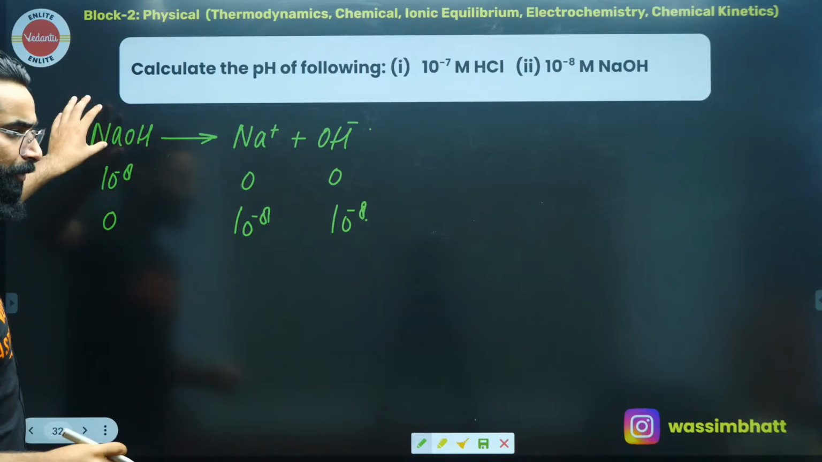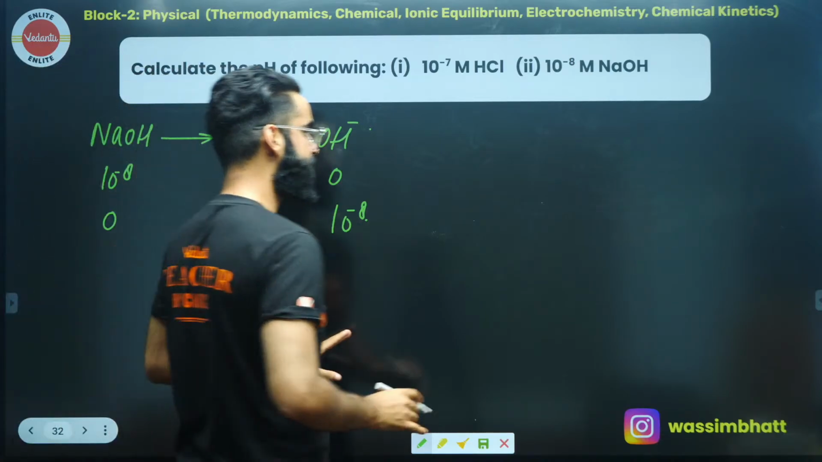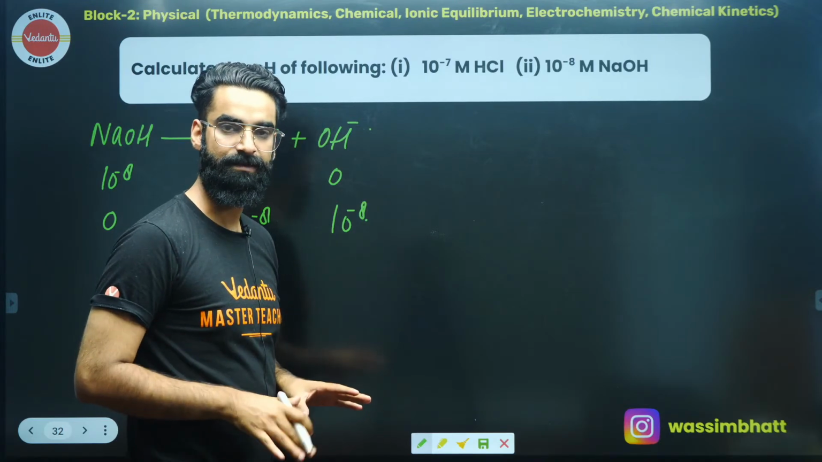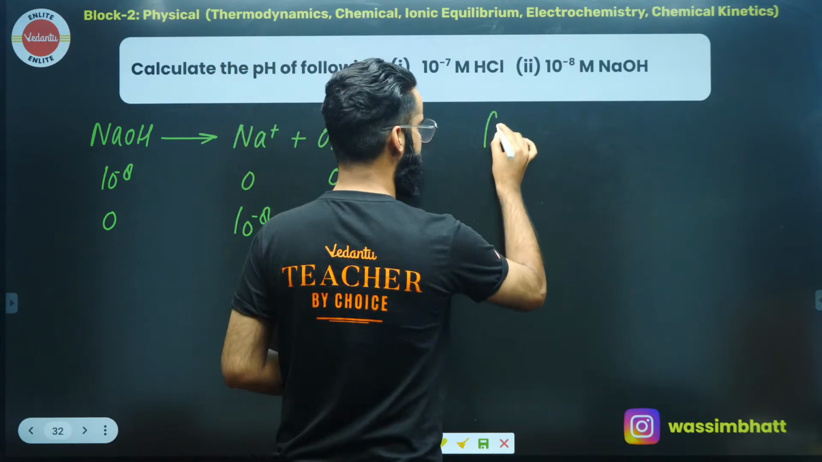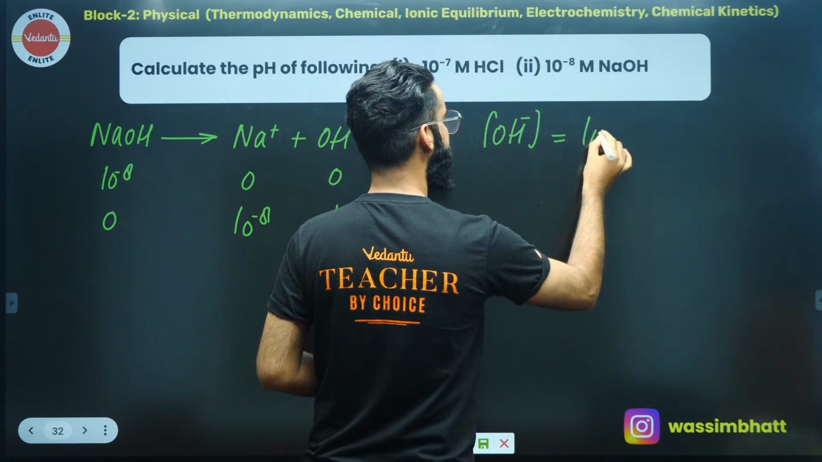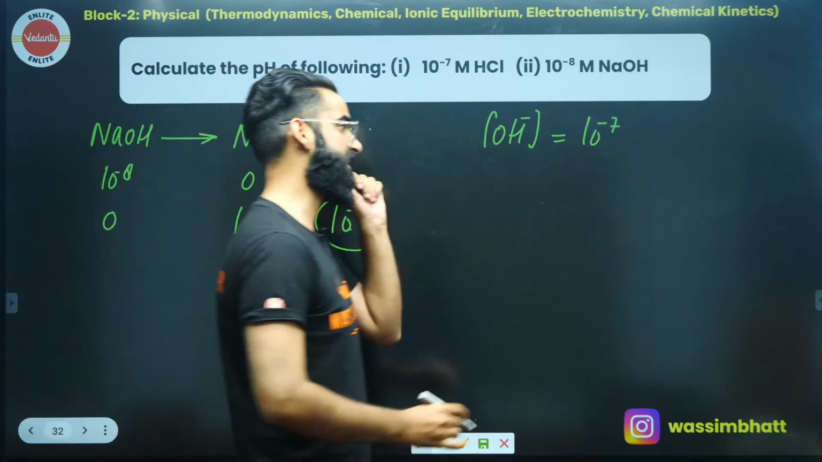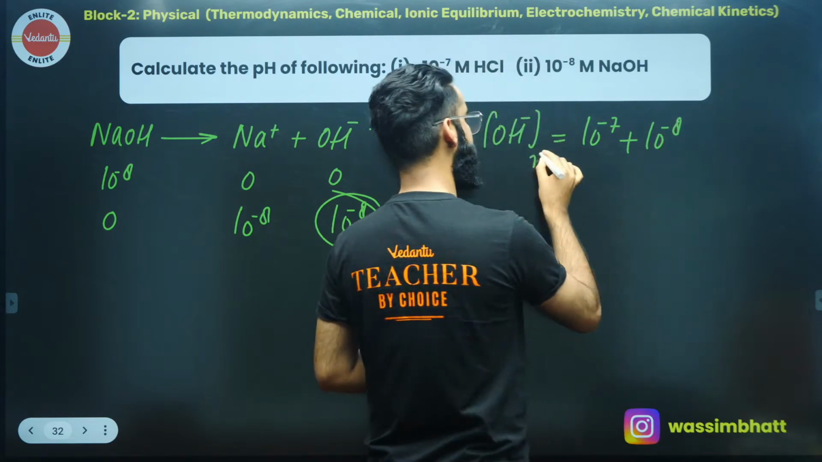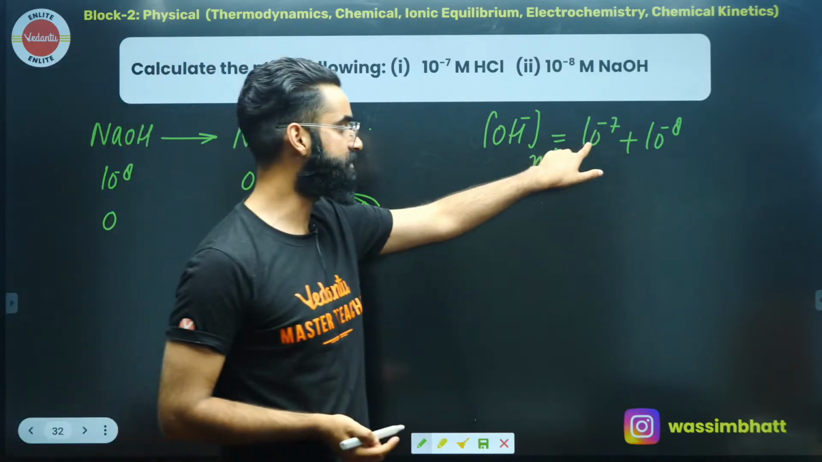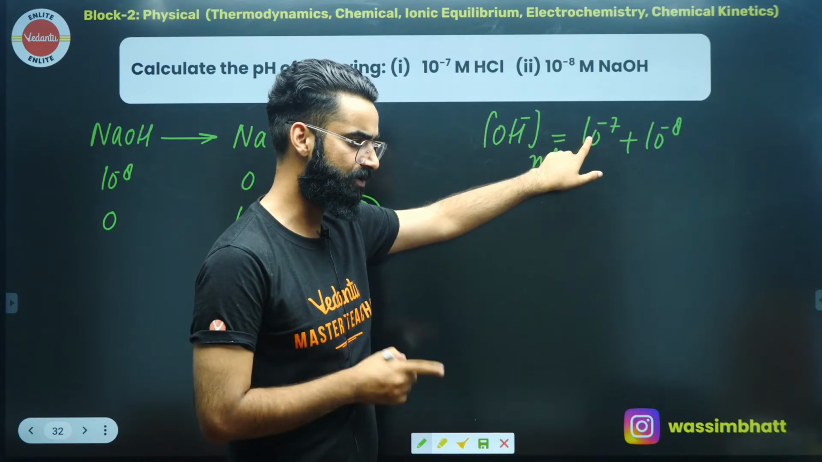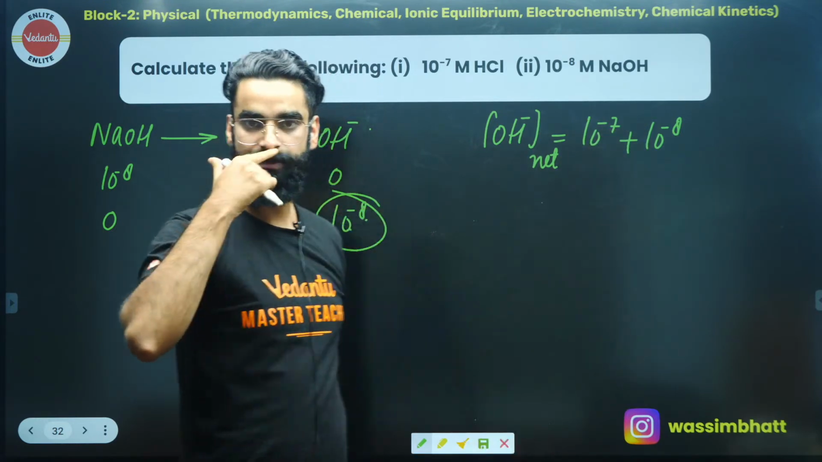So basically, you're putting NaOH into the container which already contains water, right? Since there was already water present, and water is again a weak electrolyte, it will be in equilibrium with its ions. The concentration of OH negative already in the container due to water is 10 raised power minus 7 molar. Now due to this base, the new OH negative ion concentration coming is 10 raised power minus 8 molar. So the net OH negative ion concentration is going to be 10 raised power minus 7 plus 10 raised power minus 8 molar. This is the OH negative which was already there due to the ionization of water. This is the OH negative coming into the container due to the addition of NaOH, right?